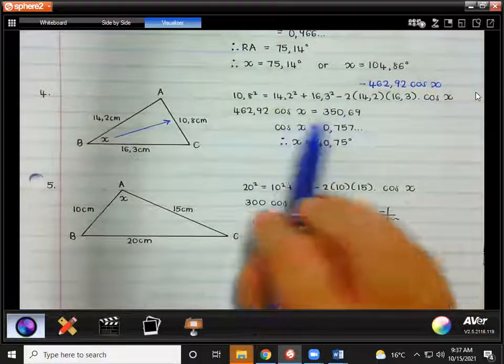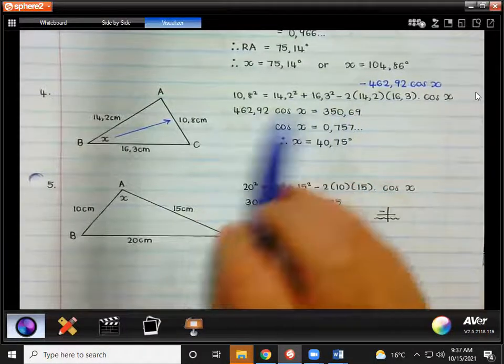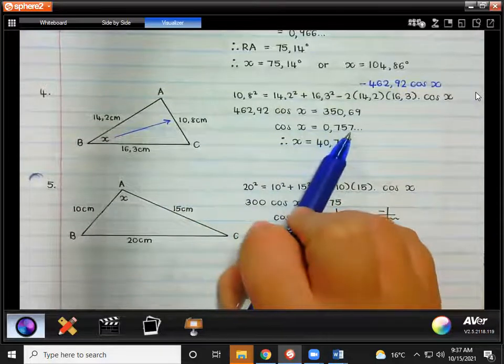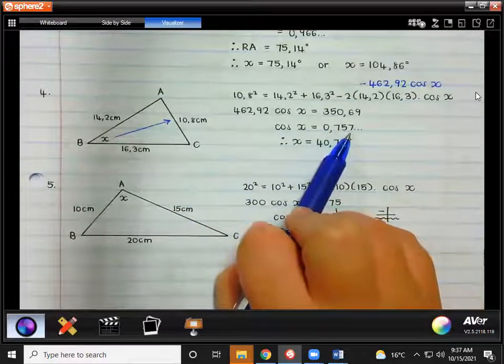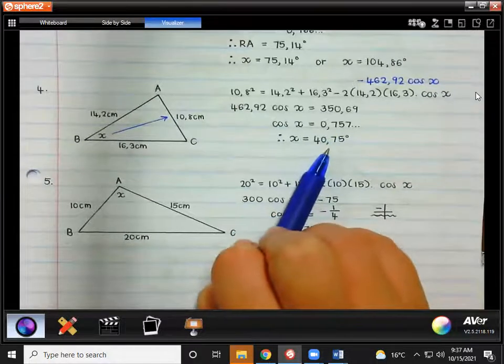Then to get cos x on its own, you take whatever you have on the right hand side, the whole thing, and you divide it by this. And I got 0,757 with a bunch of other decimals. Then you do shift cos, answer, and you get your value for x.